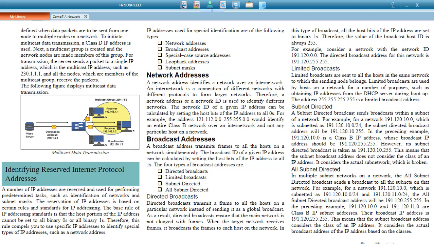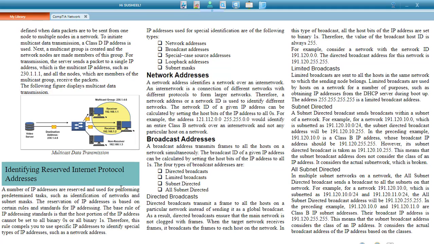Identifying reserved Internet Protocol addresses. A number of IP addresses are reserved and used for performing predetermined tasks, such as identification of networks and subnet masks. The reservation of IP addresses is based on certain rules and standards for IP addressing.